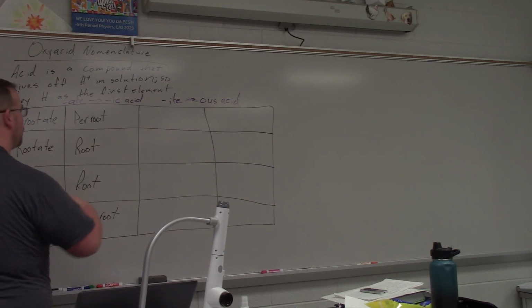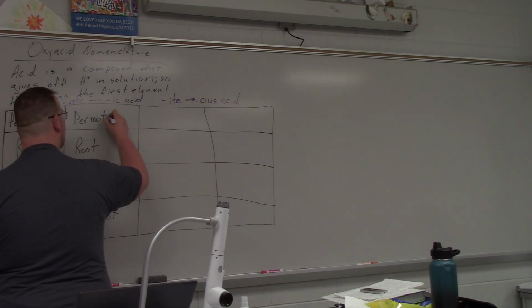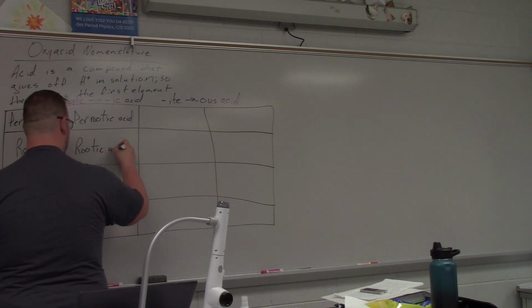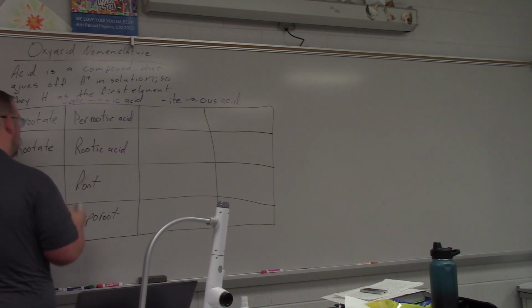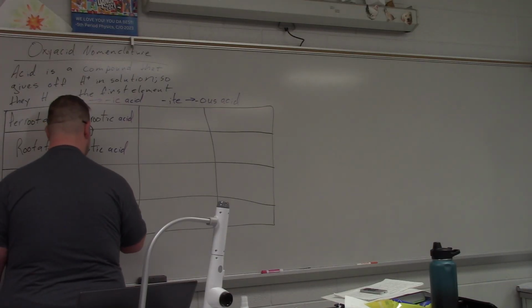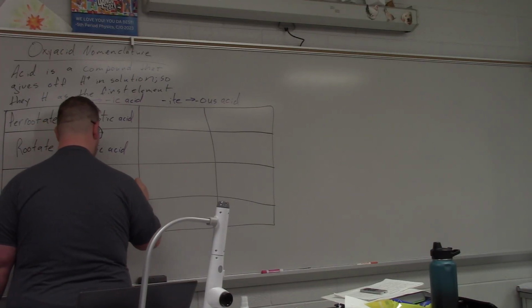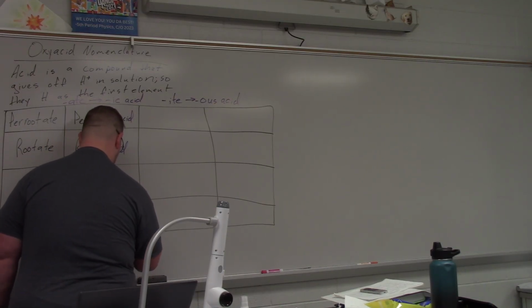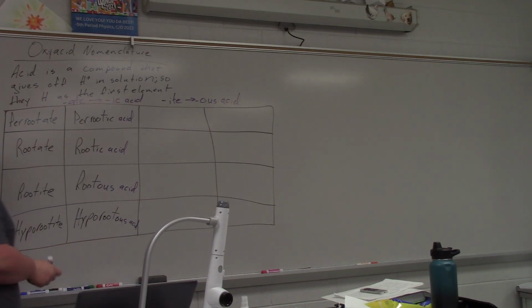In other words, per-root-ate becomes per-root-ic acid. Root-ate becomes root-ic acid. Root-ite becomes root-ous acid. And hypo-root-ite becomes hypo-root-ous acid. So ate is ic. Ite is ous.